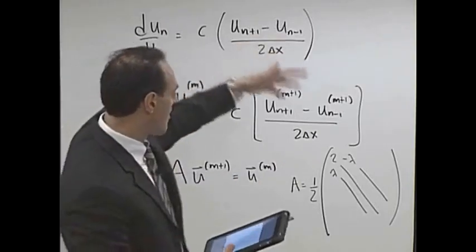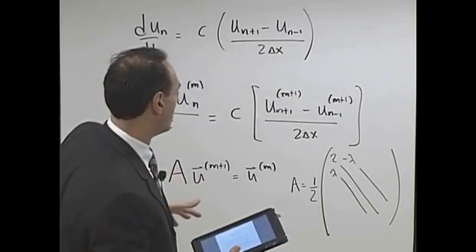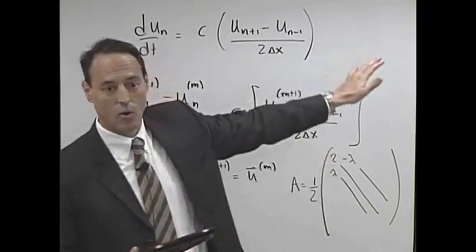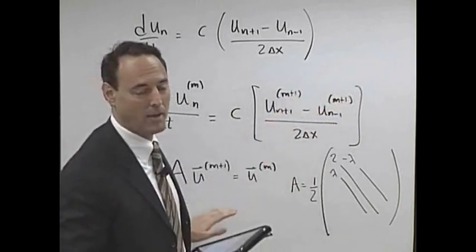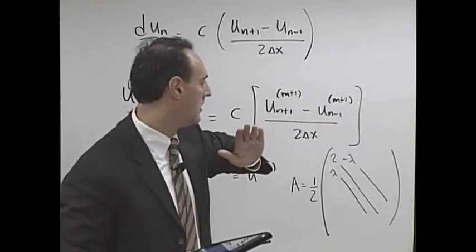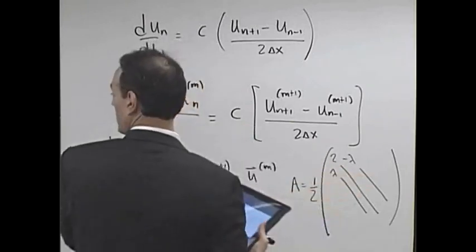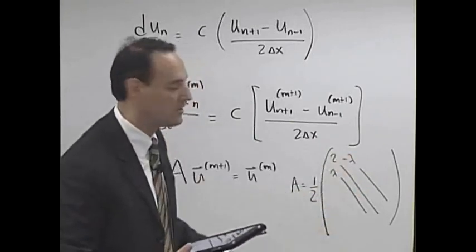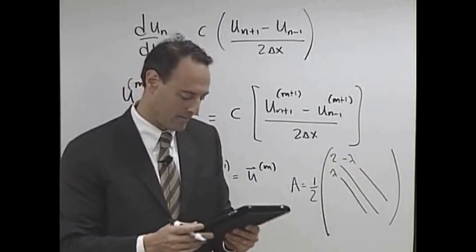Okay, so we have 5 schemes now. Forward Euler, backward Euler, leapfrog 2-2, leapfrog 2-4, Lax-Wendroff right there. Okay? So we've got 5 schemes up there on the board so far.